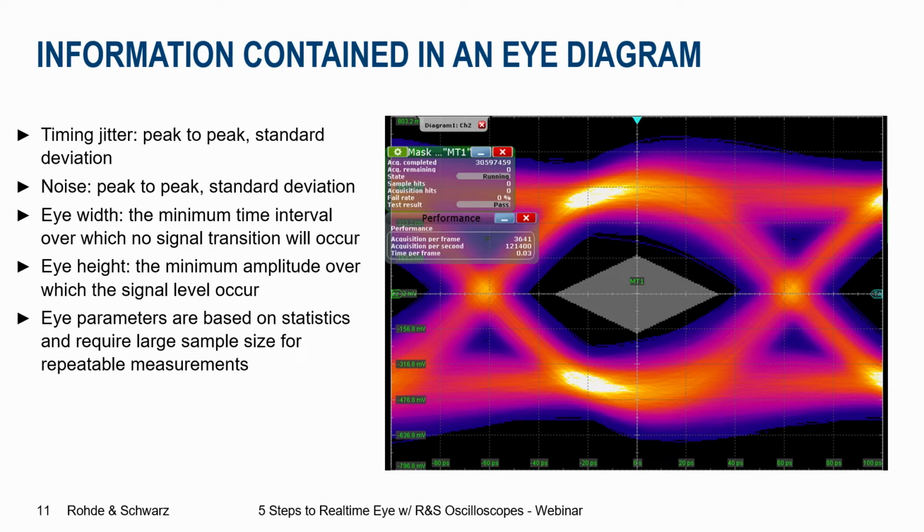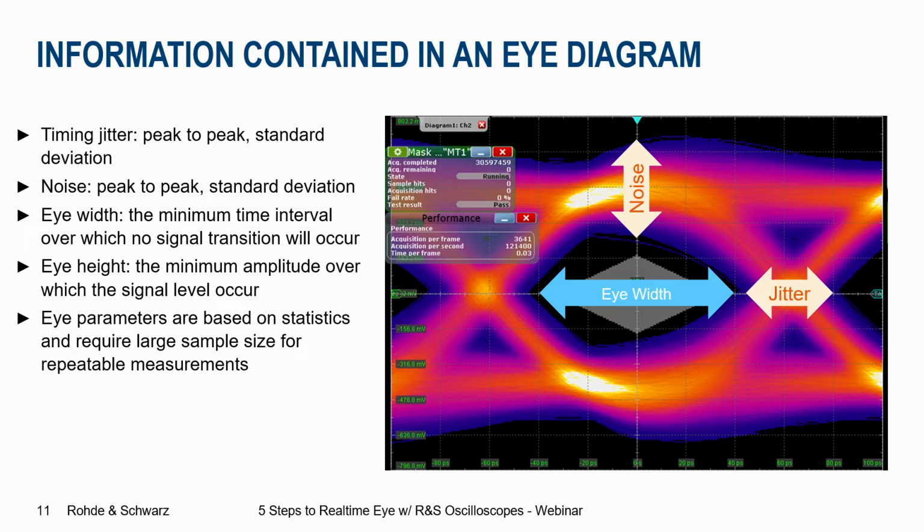So if I finally have the overlaid bits in my eye diagram, I can get a lot of information out of this eye diagram. For example, if I look to the transitions on the left and on the right side, I see the jitter of my signal. If I look to the amplitude to the top level or to the bottom level, I see the noise of my signal.